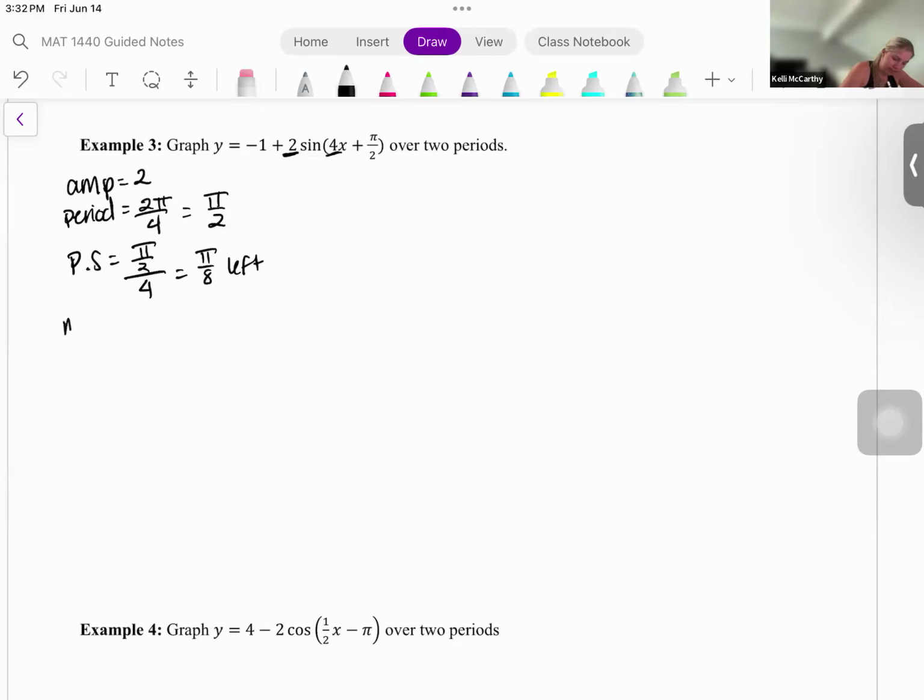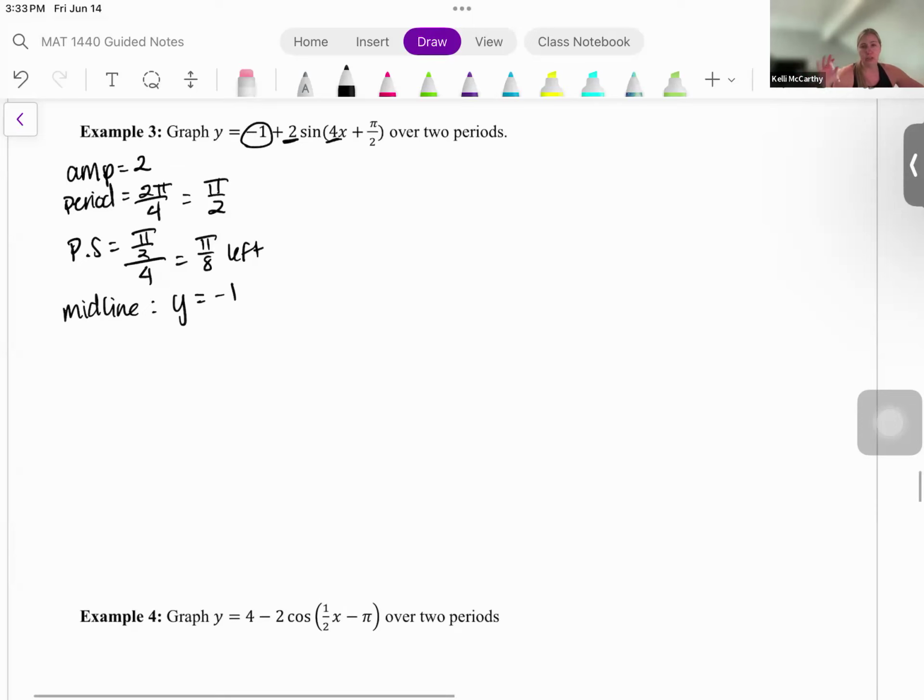And then last, our midline is now equal to that value that's added or subtracted from the function. So negative 1. And actually, we should write this formally. It is an equation, y equals negative 1. It's not really going to be graphed. We're going to use a dash line for that.